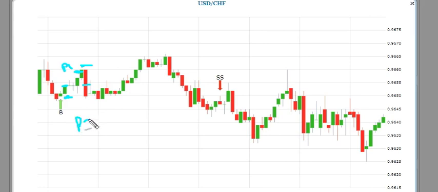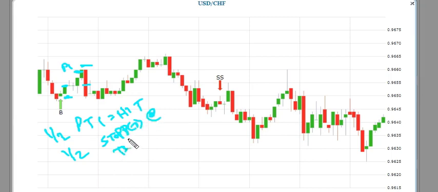So profit target 1 was hit for the first half position. For the second half position, profit target 2 was not hit, and we were stopped out at break even. And that's the advantage of the free trade strategy.